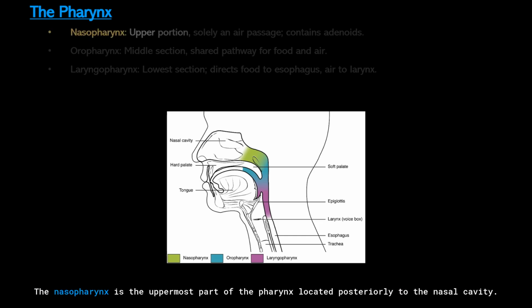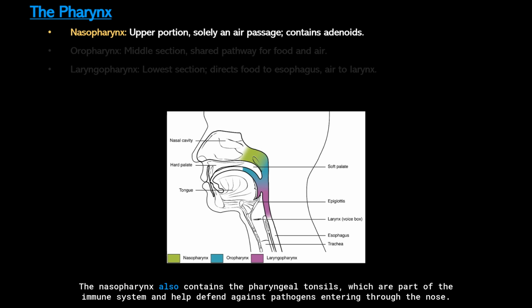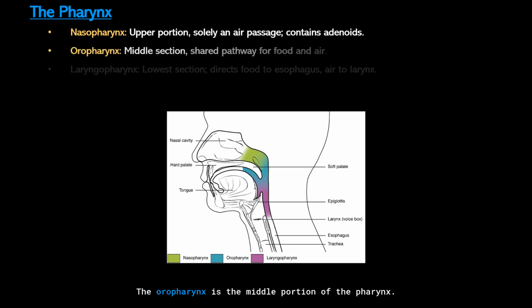The nasopharynx is the uppermost part of the pharynx, located posteriorly to the nasal cavity. It serves solely as an air passage and is lined with ciliated epithelium to help filter and trap airborne particles. The nasopharynx also contains the pharyngeal tonsils, which are part of the immune system and help defend against pathogens entering through the nose.